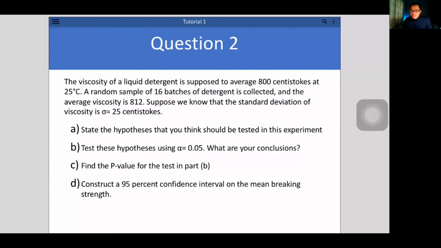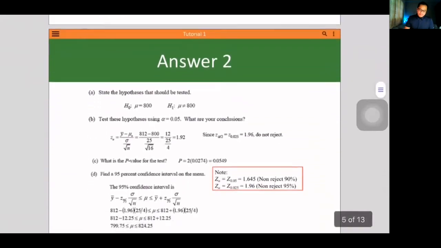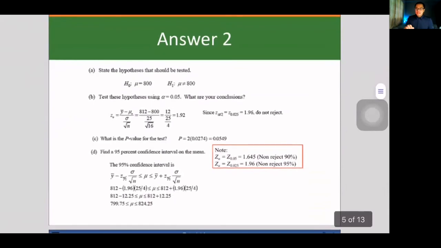Why 95%? Because your alpha is 5%. Alpha is your rejection zone, and the acceptance zone will be 95%. That is why it is 95%. Any question? Right, so here you can see, construct a 95% confidence interval of the mean viscosity. Now, let's just straight ahead discuss the answer.